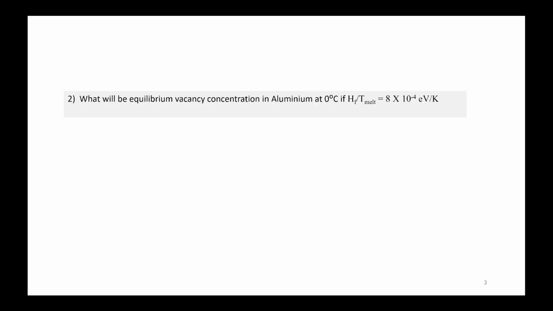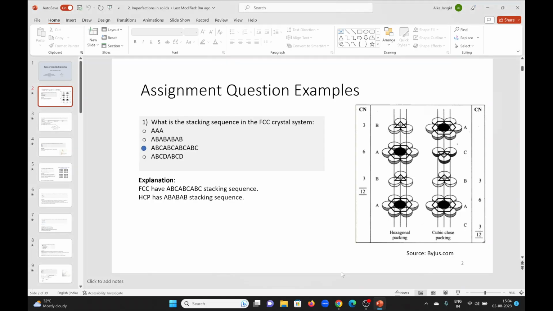Now second question is, what will be equilibrium vacancy concentration? Madam, I do have a doubt in that first question. I have understood it for the HCP system, but how is it ABC for FCC?